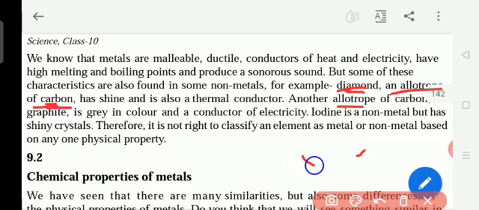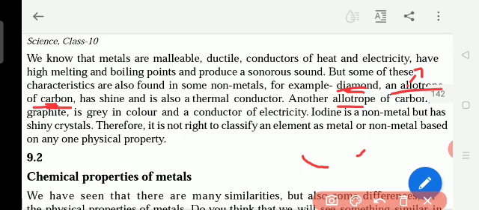By appearance, these three are different physically, but chemical properties are same. So if the physical properties are different and chemical properties are same, it is called allotropes. Please underline the word allotropes and write the definition: allotropes means physical properties are different but chemical properties are same.